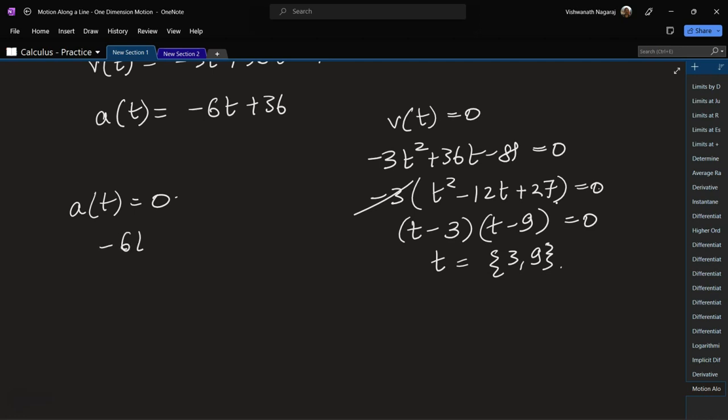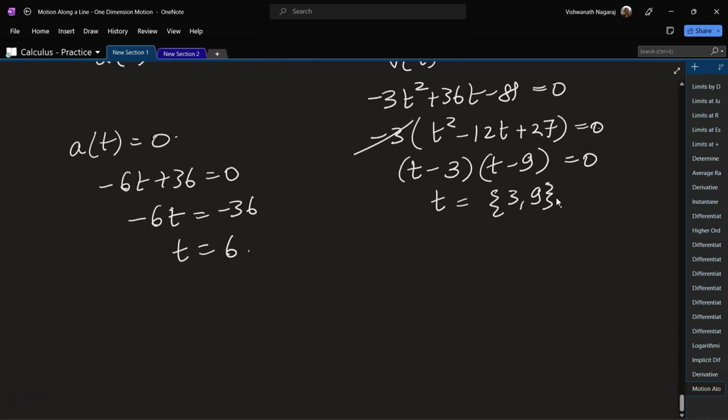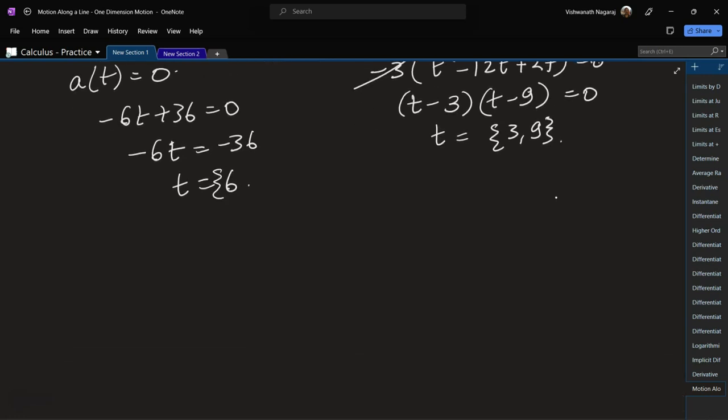Now, what about acceleration equal to 0? That would be minus 6t plus 36 equal to 0. That means minus 6t equal to minus 36, which means t equal to 6. So the intervals that we are interested in is going to be 0 less than or equal to t less than 3. So let's figure out this 0 to 3. Let me just mention it. 3 to 6, 6 to 9 and greater than 9.